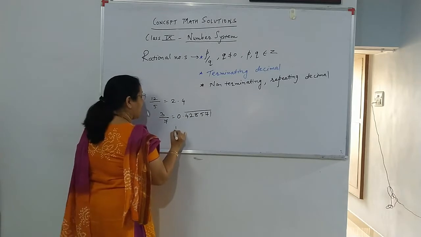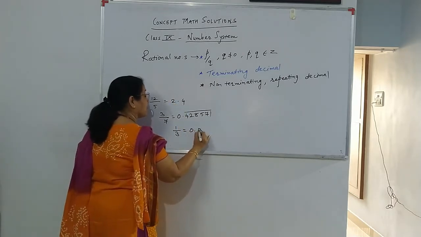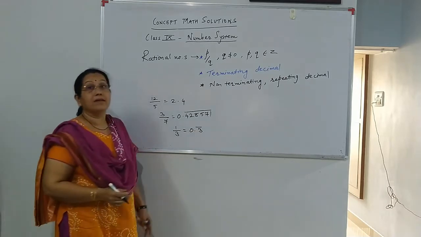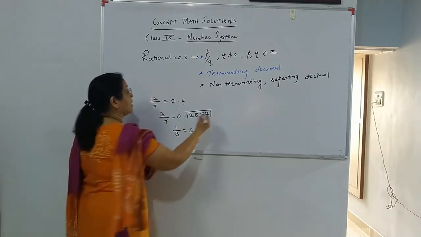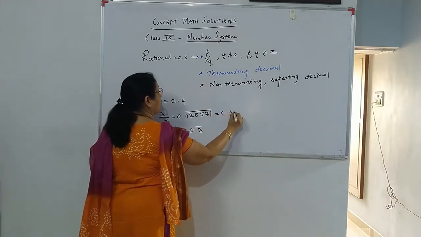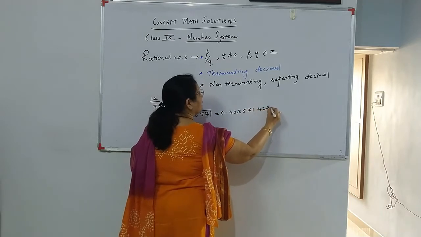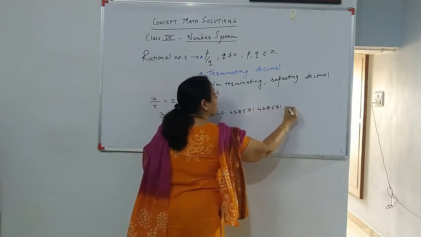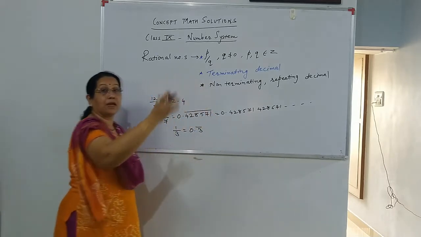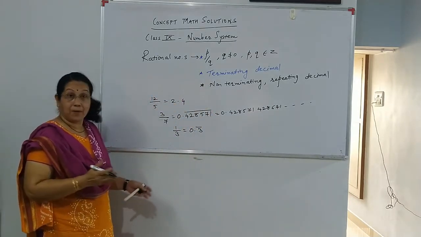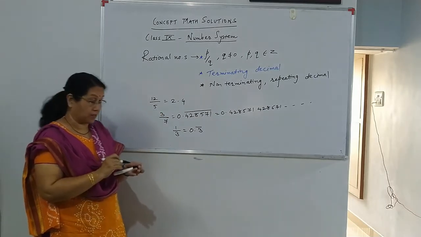Earlier I had written 1 by 3 as 0.333. We can write it as 0.3 bar. Whatever digits come under the bar, they repeat. That is, this number can be written as 0.428571, 428571 and so on. This full group will keep on repeating itself till infinity. So they are all rational numbers.